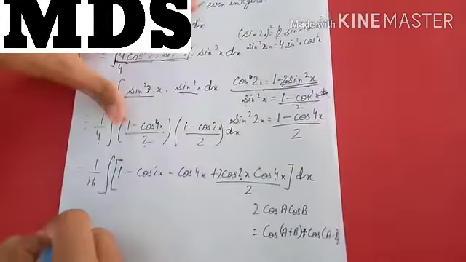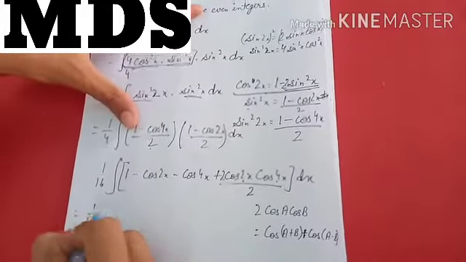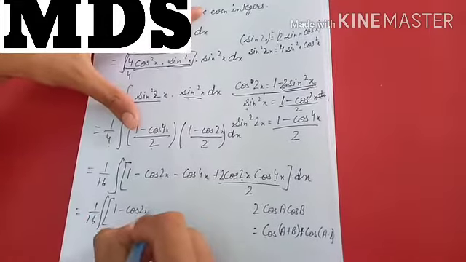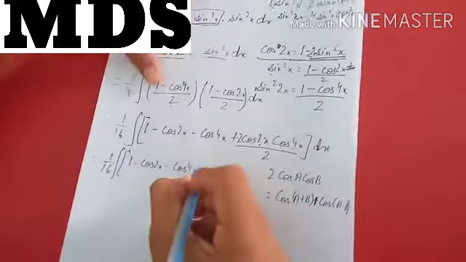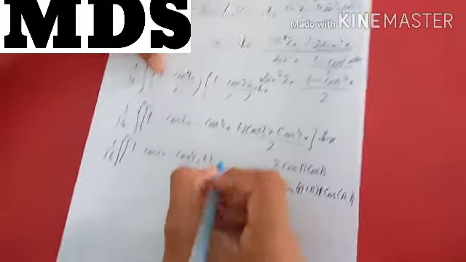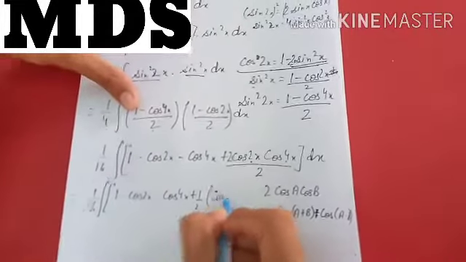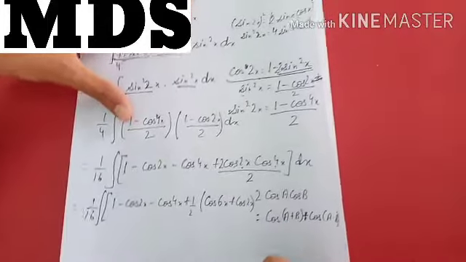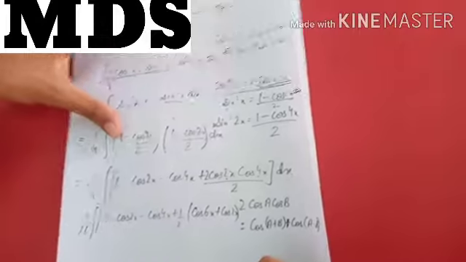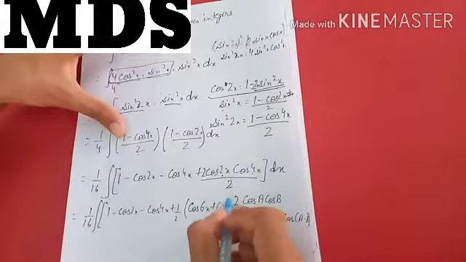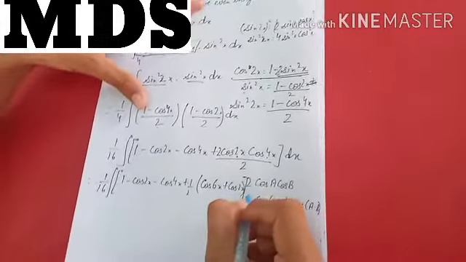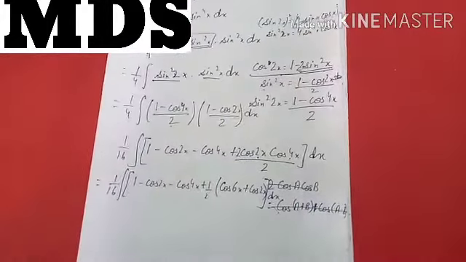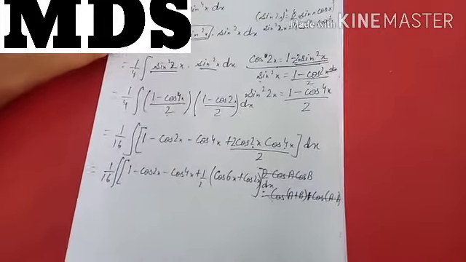So our result what we will get? We will get 1 by 16 as it is, integration of 1 minus cos 2x minus cos 4x plus 1 by 2 as it is, and this we will get cos of 6x plus cos of 2x. And then integration. Okay, now it is very easy for us to solve.